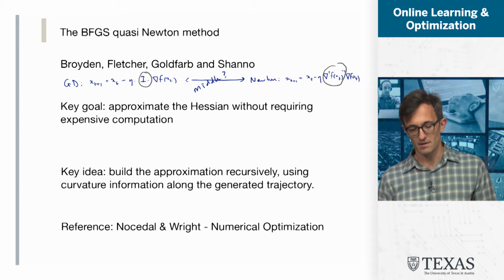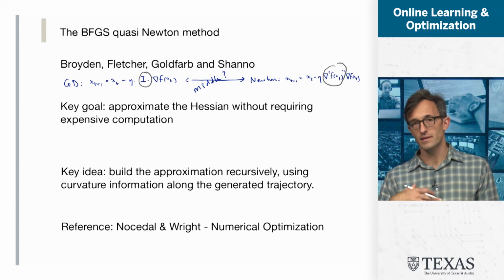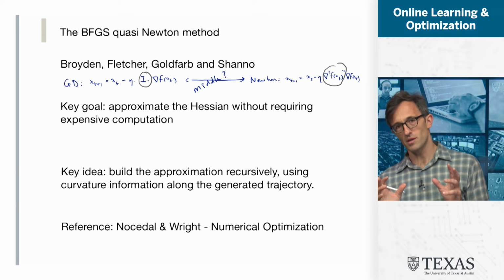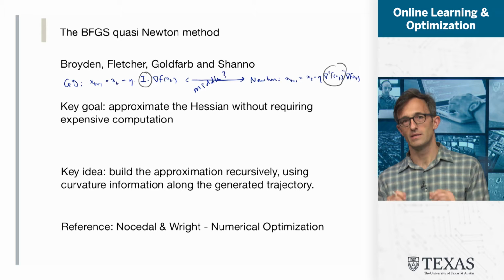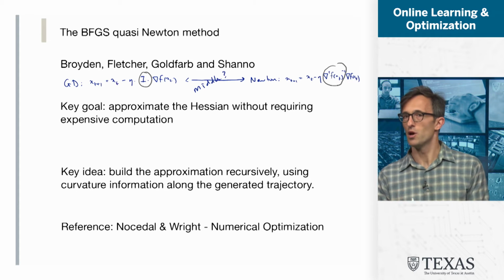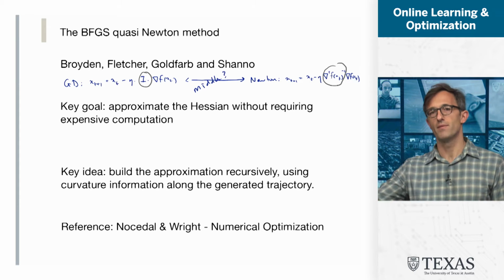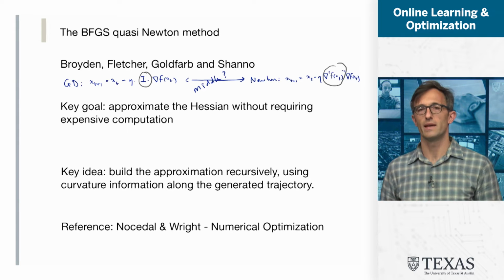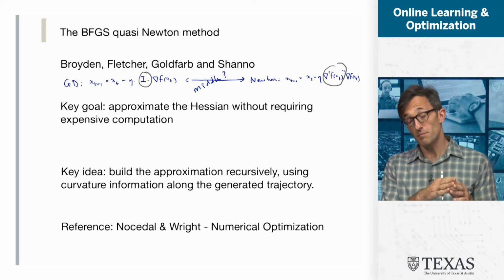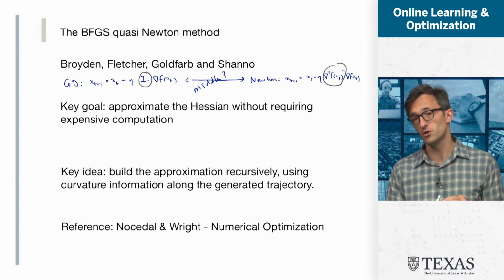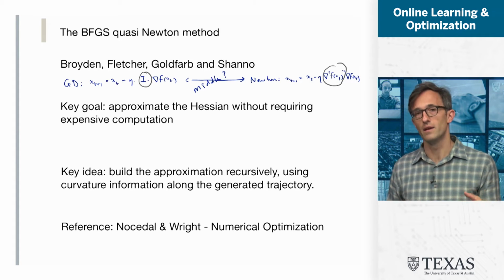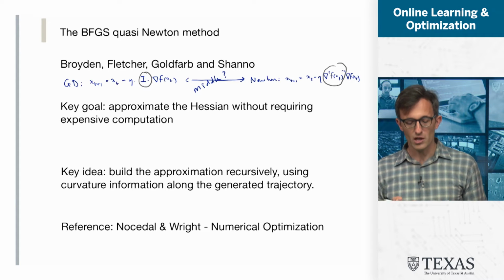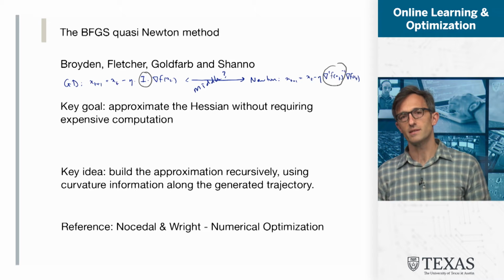The key idea behind BFGS, and indeed an entire family of quasi-Newton methods, is to build this approximation recursively, and to build it by taking advantage of the trajectory that's mapped out by the algorithm. So the algorithm itself is visiting several points in the landscape, and that can potentially tell us something about the curvature. And the curvature is exactly what the Hessian matrix encodes. So we're going to talk about the specific BFGS way of achieving this.